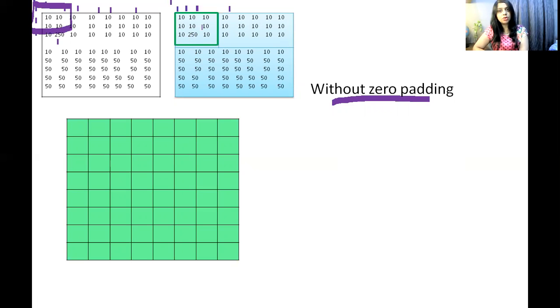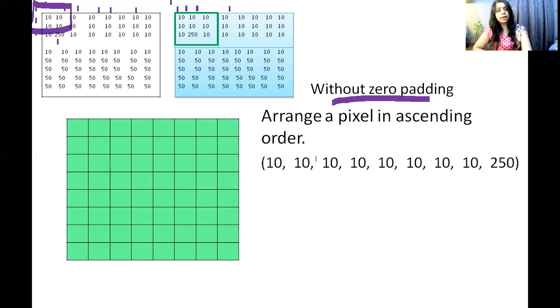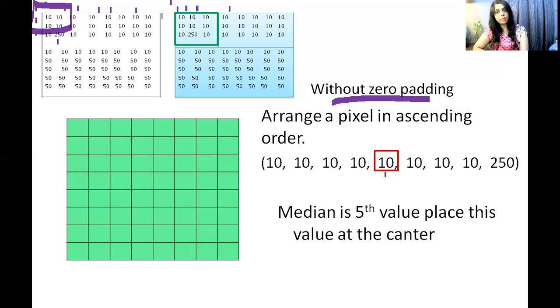What is the next step? You have to arrange the pixel intensity levels in the mask. It is an empty mask, so whatever is inside the mask, you have to arrange it in ascending order. So all 10 and only one 250, and then you have to find the median, that means the middle value. The middle value is 10. So replace the middle pixel, this particular pixel, by 10. Earlier also it was 10. So the new value, if you take the same 8 by 8 image, will be 10 here. Now you shift your mask towards the right.